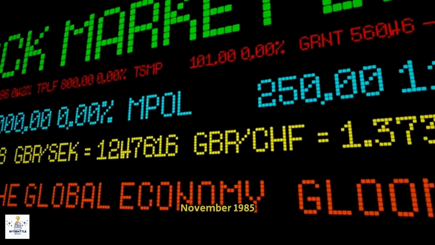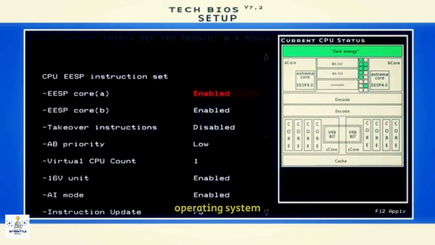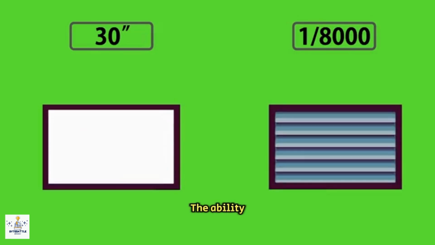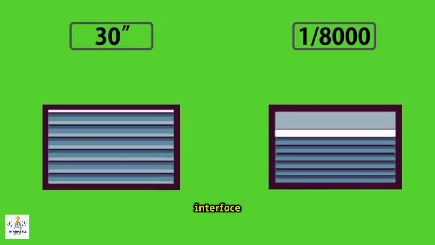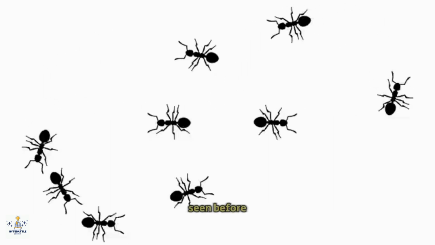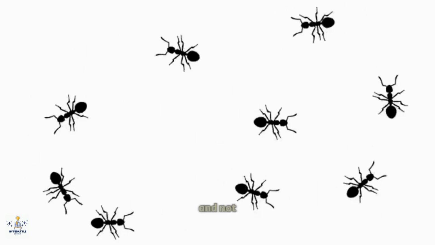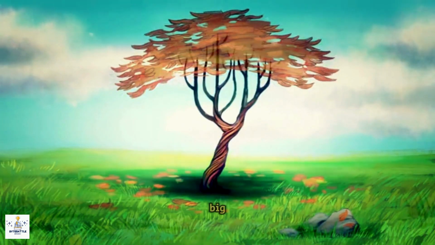November 1985. Windows 1.0 is born. This was not an operating system designed to wow people with fancy graphics or usability. No, this was all about potential. Ability to use a mouse, overlapping windows, graphical interface. It was like nothing anyone had ever seen before. It was also extremely limited, buggy, poorly documented, and not very user-friendly. But hey, it was the start of something big.